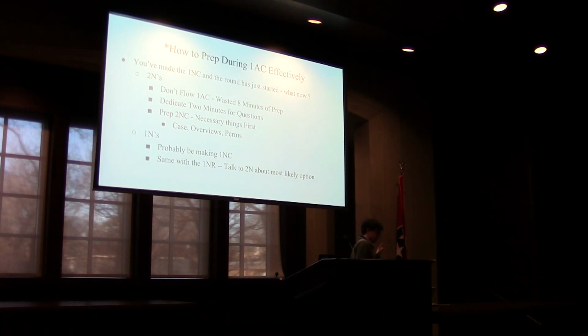Okay, so this is one of the most important slides, and I think one of the most important themes. Novices especially just don't know how to prep during round. I think we hit a lot of teams that have no idea what they're doing and use their time so badly. So you've made the 1NC and the round has just started. The 1AC is getting up and has just started spreading. What, as a 2N, do you do?